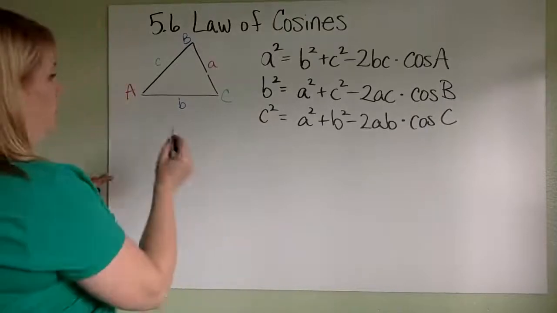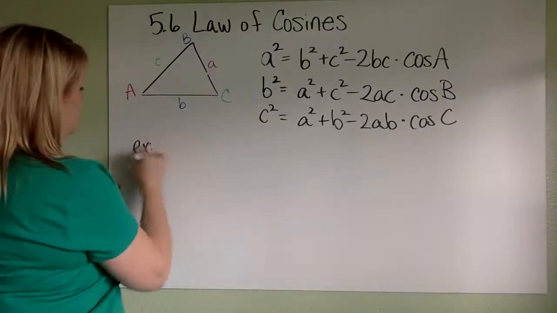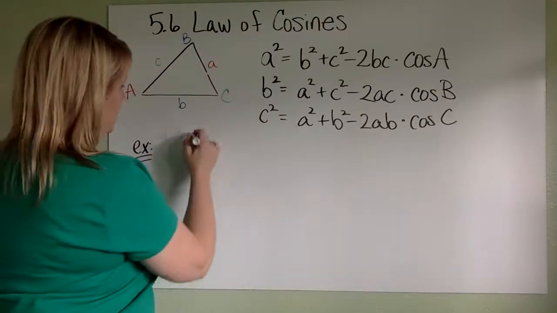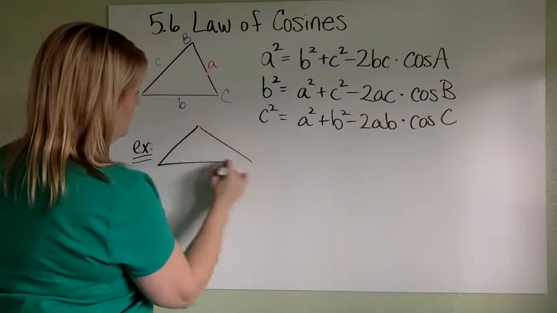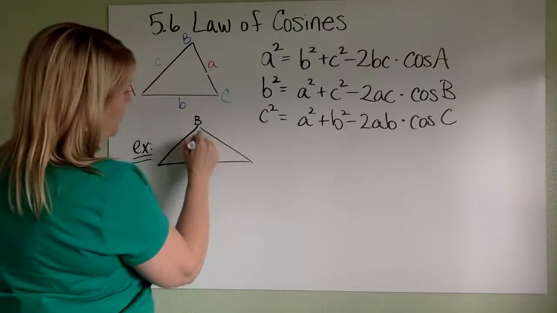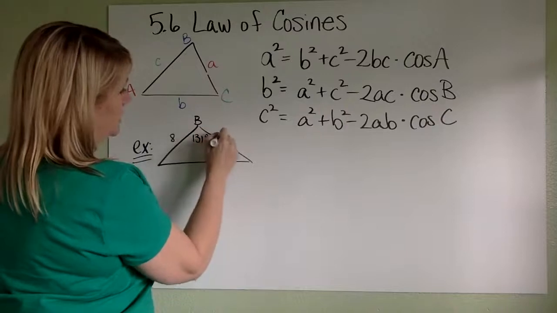So here's an example. I'll go ahead and leave that up there for now. So if my triangle looks like this, we'll say this is angle B right here, 131 degrees, and then sides 8 and 13.